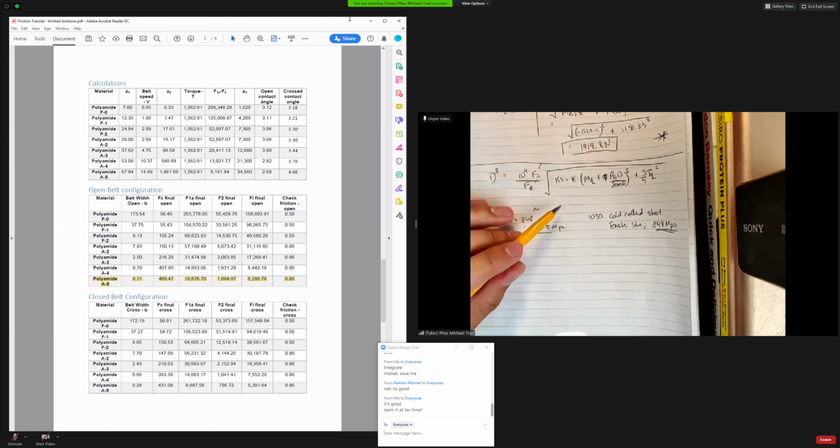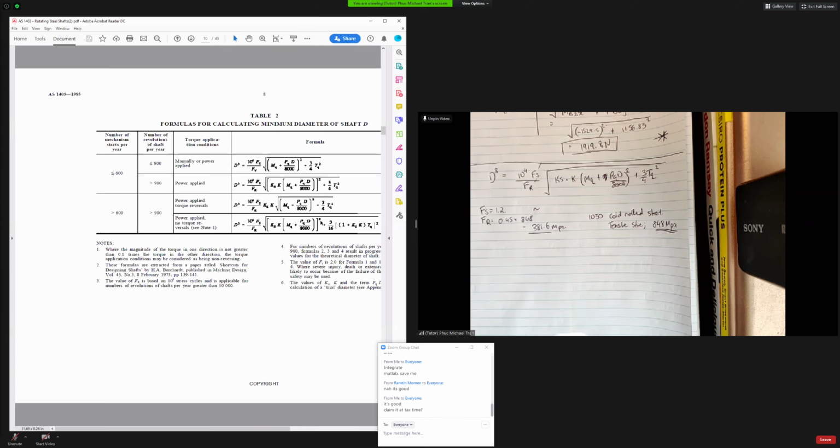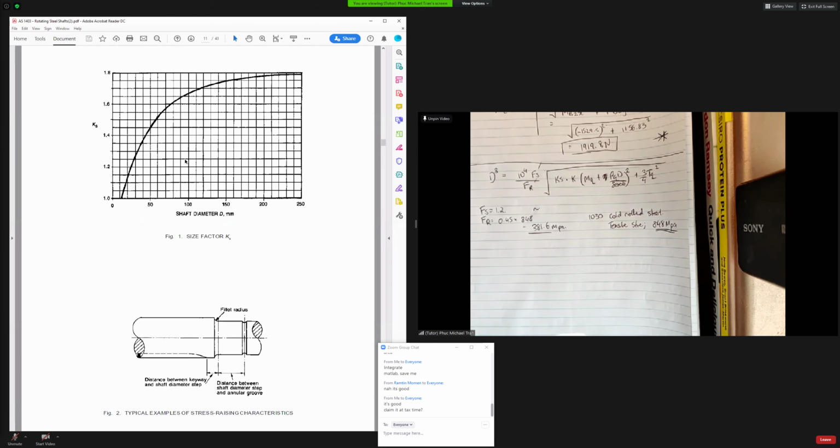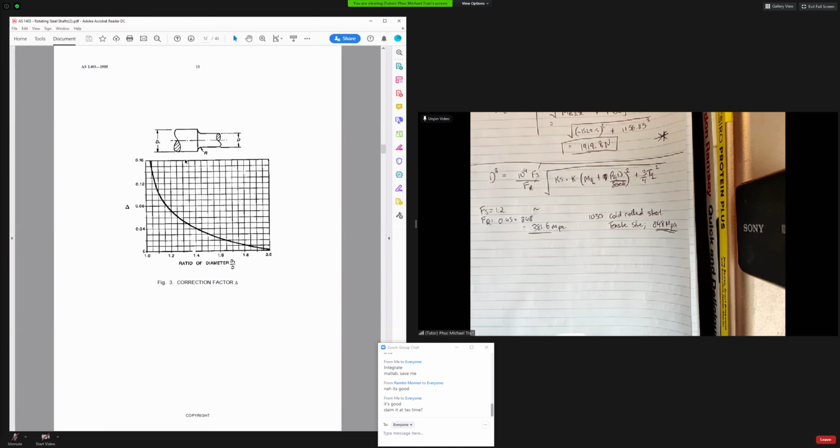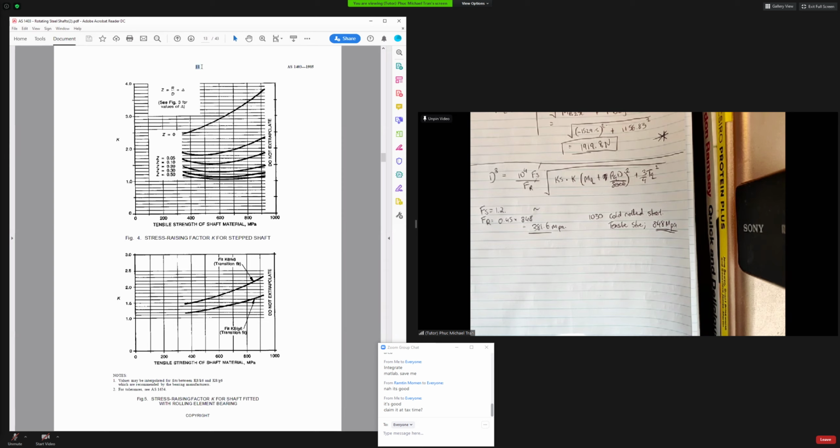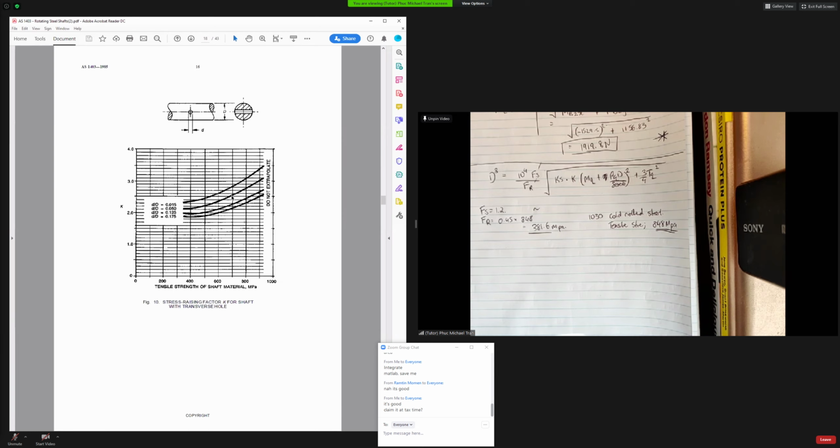So KS we don't have yet, and K is going to be the complicated one. So going back to your shaft standards, K is found in pages 11 to, figures 10. And that's all depending on how you want to attach that particular component to the shaft or whatever else you have.